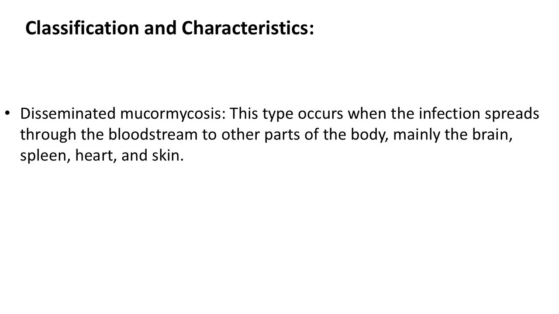Classification and characteristics. Disseminated mucormycosis. This type occurs when the infection spreads through the bloodstream to other parts of the body, mainly the brain, spleen, heart, and skin.